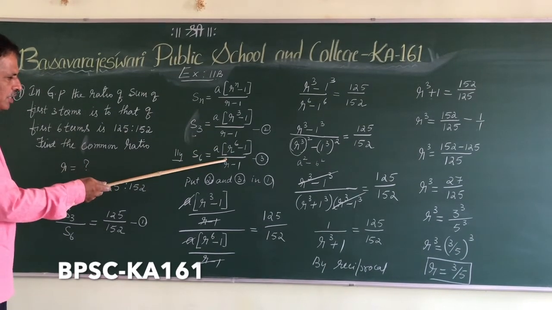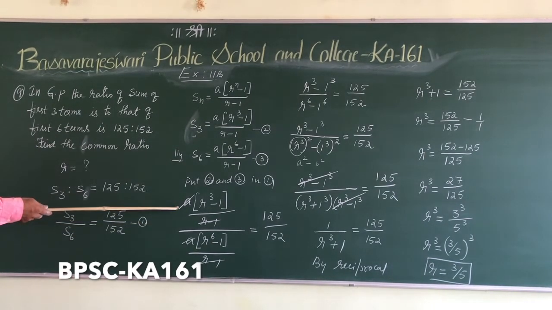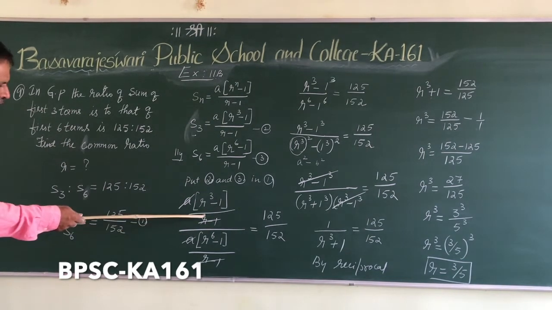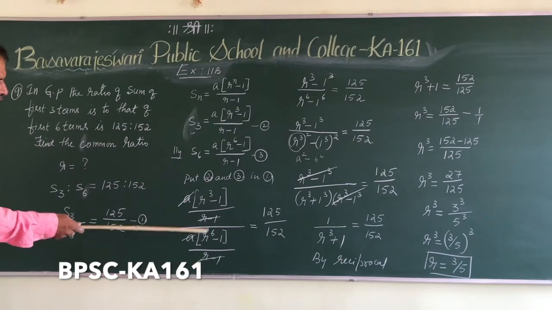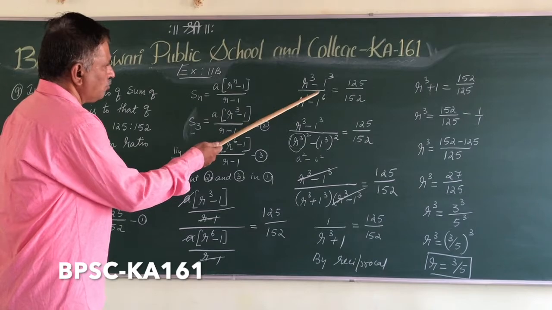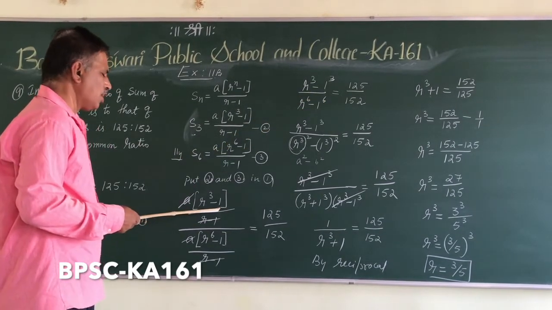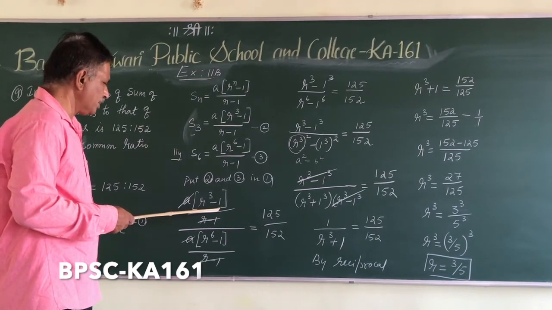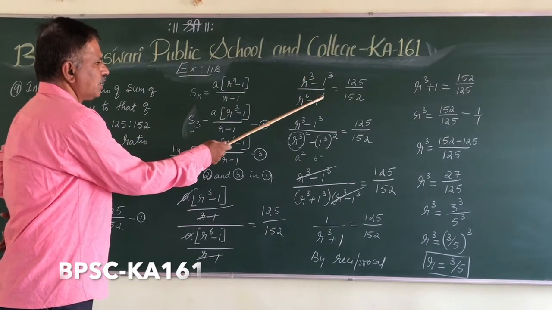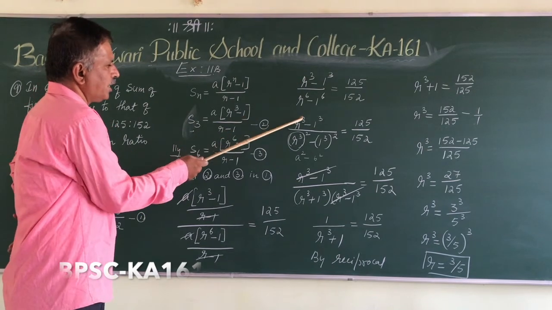So these two I have taken as equation 2 and 3. That you substitute in equation 1. First I substituted the S3 value divided by the S6 value. So a will get cancelled, r minus 1 and r minus 1 will get cancelled. We will get r cube minus 1 divided by r to the power of 6 minus 1, which is equal to 125 divided by 152. 1 can be written as 1 to the power of any value. So for convenience, in the numerator I have taken 1 to the power of 3, because here the r power is 3. Similarly here the r power is 6, so I have taken 1 to the power of 6. So this numerator I kept as it is.